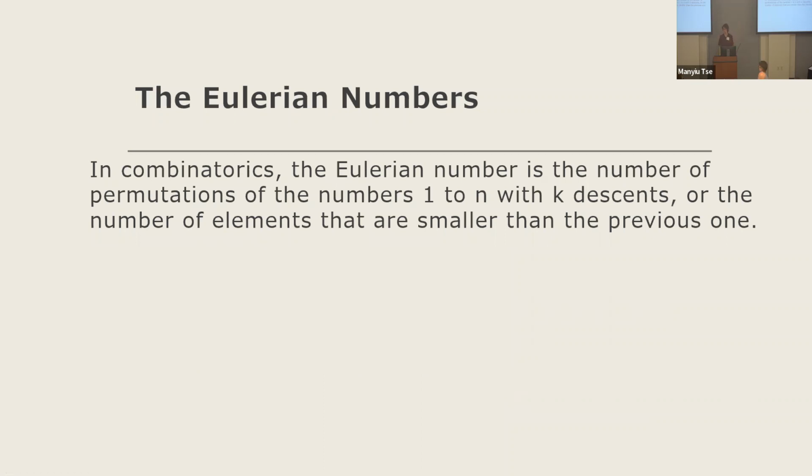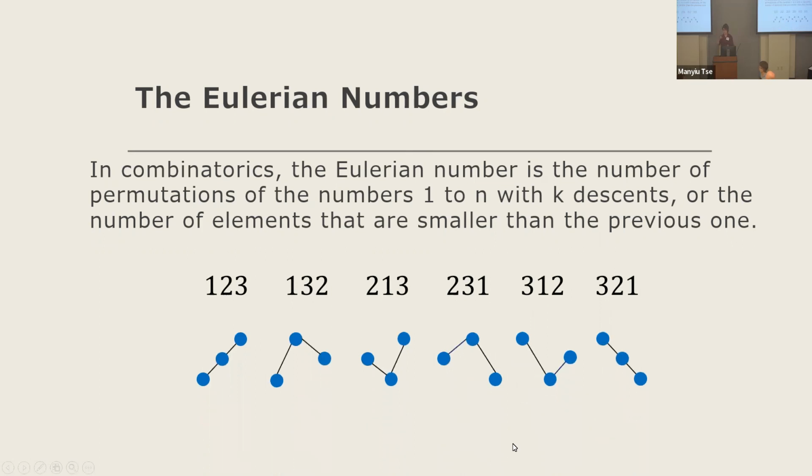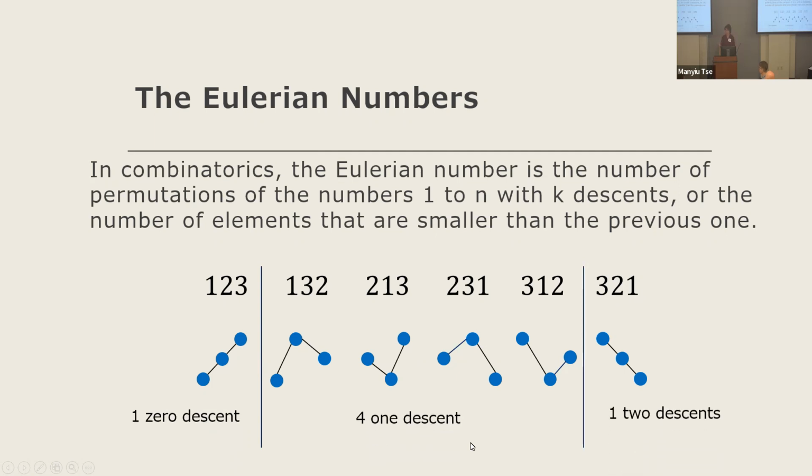In combinatorics, they are the number of permutations of the numbers 1 to n with k descents, descents being the number of elements that are smaller than the previous one. So for example, these are all the 6 permutations of the numbers 1 to 3. Looking at them, they can be represented in nodes and lines. Each time you see a negative slope, that's a descent. And so we can divide these up. We have 1 with 0 descents, 4 with 1 descent, and 1 with 2 descents.